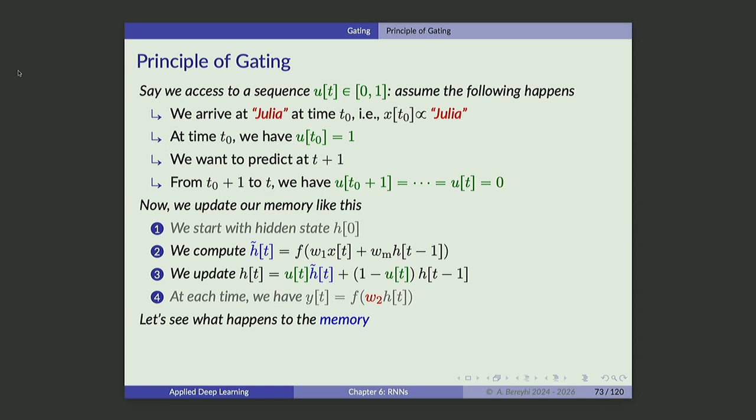H_{t-1}. So it means that I ignore whatever I have computed at this time, and I copy whatever I had in memory at the previous time to this time. Make sense? You see that? Now the trick that I'm doing: I'm going to set u at the time Julia happens to 1, and for any time after Julia, I set it to be 0. Everybody's cool? Now let's see what's going to happen.